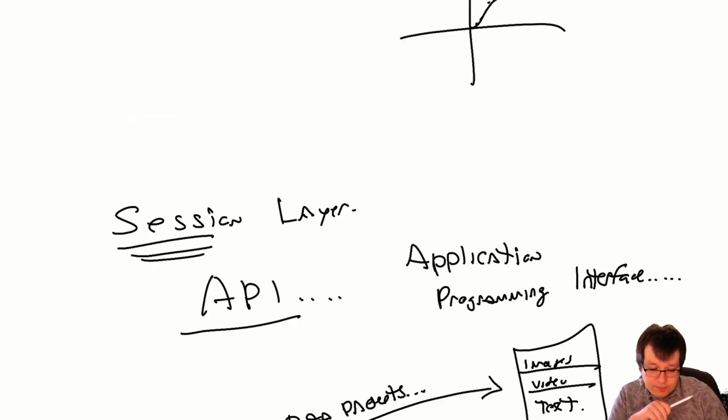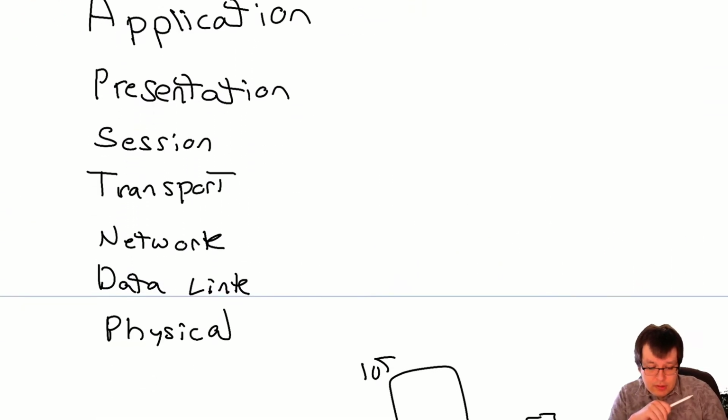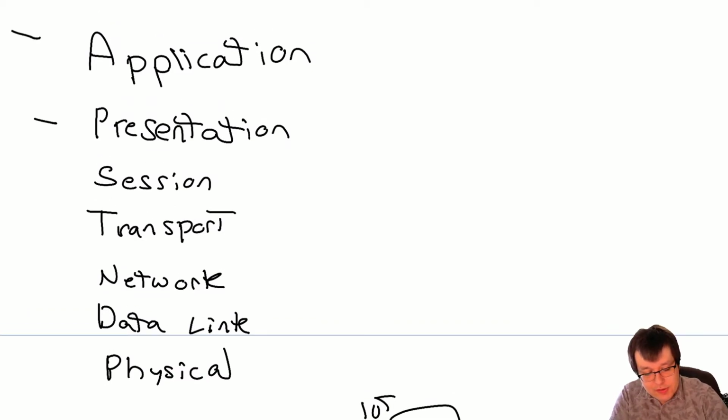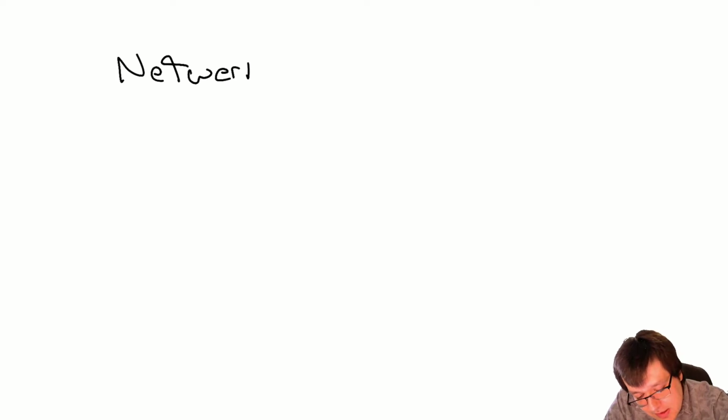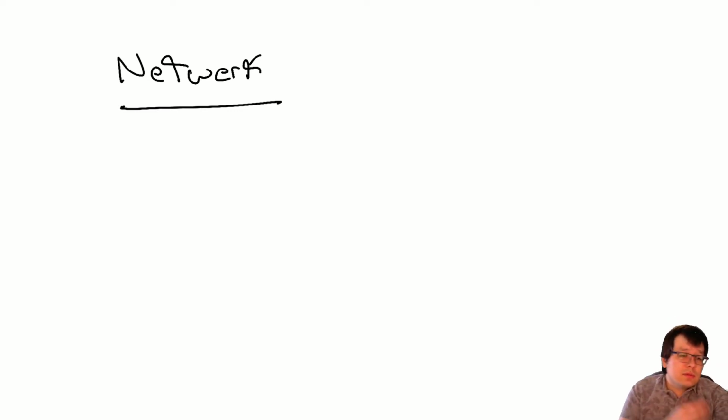So where are we at? We've gone through application, presentation, session, and transport. Let's talk about the network layer. The network layer is kind of part of the transport layer in a way. I mean, it is its own thing, but it's typically talked about together. The transport layer is the one doing the segmentation part. The network layer is the one deciding how to route things within the network.